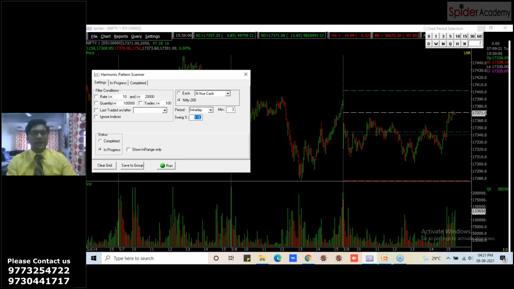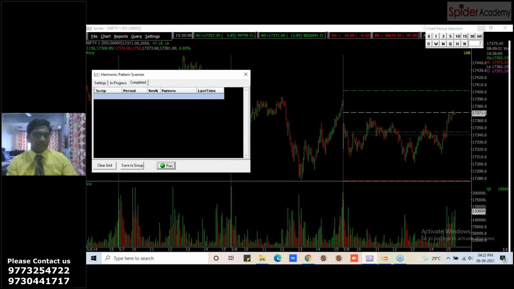In intraday, we will move lower to 0.38%. Why 0.38%? Because that is a Fibonacci number, and harmonic patterns are formed based on Fibonacci numbers only. So for that reason we will consider the swing percentage as 0.38. Right now I am considering the Nifty 200 only, scanning for patterns completed in the last 5 bars on 3 minutes. If I click on run, it will scan the intraday time frame, 3 minutes. Right now there is no completed pattern.